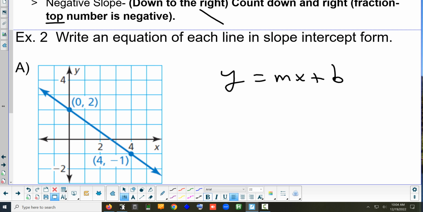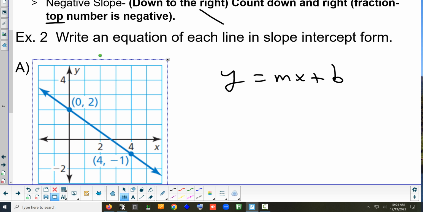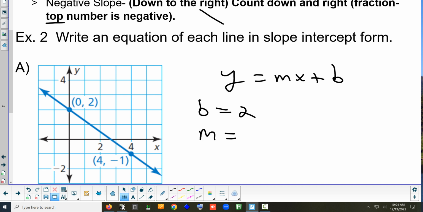All right, so how about Natalie? Looking at this graph, do you see where it crosses the y-axis? At 2. 0, 2. So 2 is going to be my b. I'll just write that off to the side. So b is 2. And now I need to find my m.